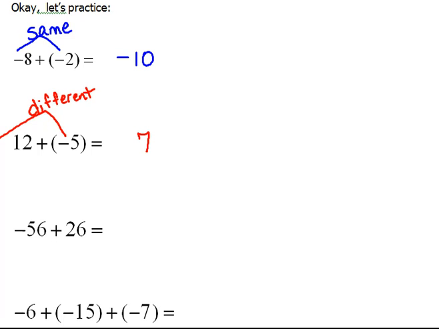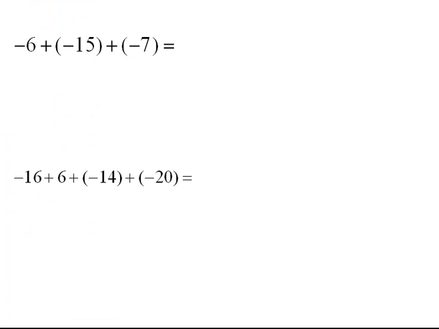With the next problem, we have negative 56 plus 26. Well, here again, those signs are different. We have a negative number and then a positive number. So since they're different, we're supposed to subtract. And here again, we'll do it the easiest way possible. It's easier to take 26 away from 56, and we'd get 30. Now we look at which number was bigger, 56 or 26. Since 56 is a bigger number, we keep that sign, which is negative. So our answer would be negative 30.